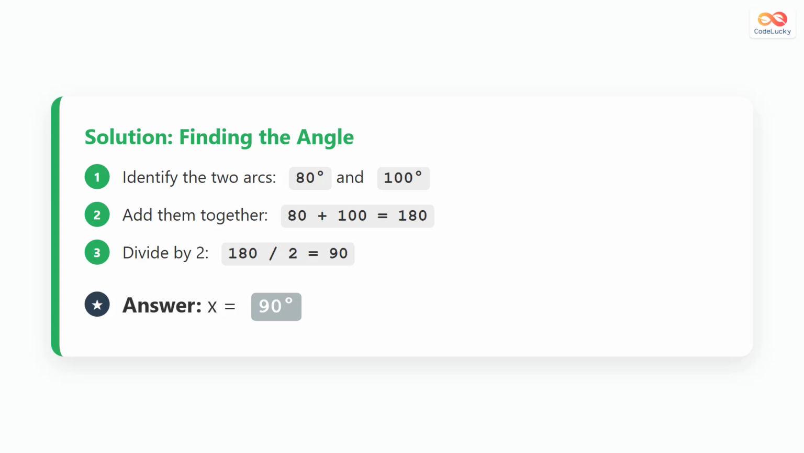To solve this, we just follow our formula. Step 1, we identify our arcs, which are 80 and 100. Step 2, we add them together to get 180. Finally, we divide by 2. 180 divided by 2 gives us 90. So the angle x is 90 degrees.